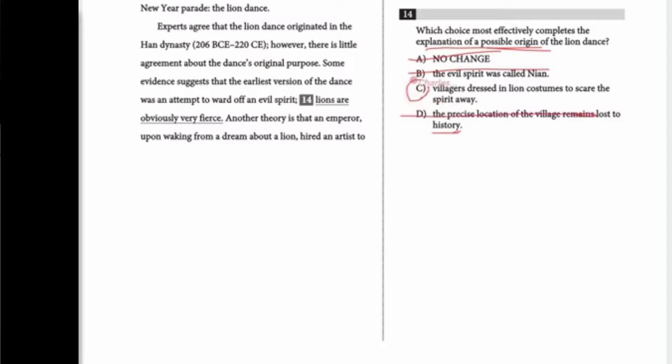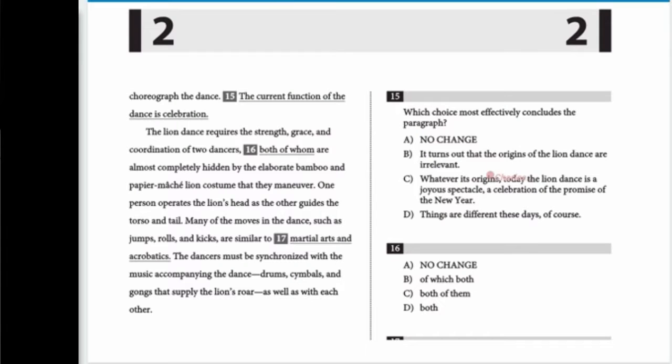So it looks like C. Villagers dressed in lion costumes to scare the spirit away. That would explain why they're dressing up and dancing today, because back then they dressed up to ward off the evil spirit, which would be a possible origin or reason for the lion dance. So 14 is C. So 15, which choice most effectively concludes the paragraph?